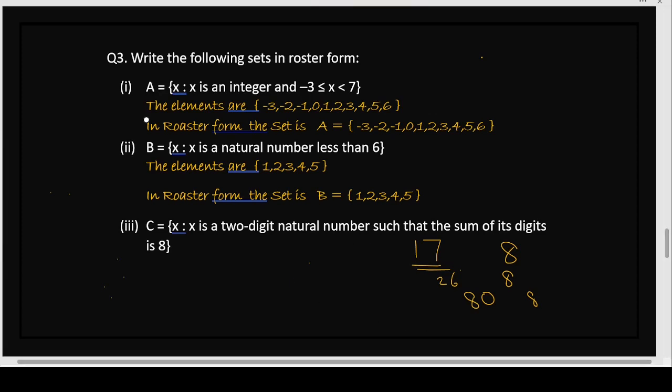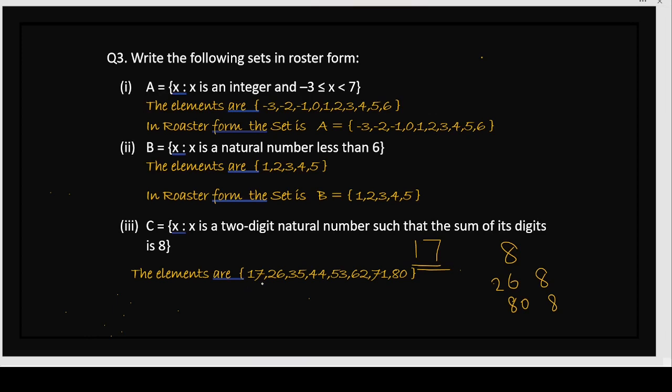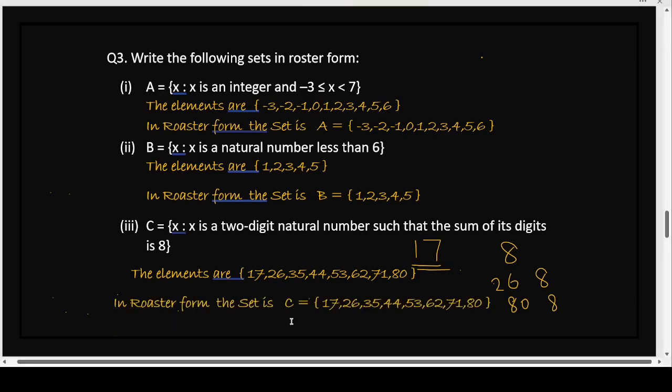Let us write all the elements. So the elements are 17, 26, 35, 44, 53, 62, 71 and 80. These are all natural numbers, that is the first condition. The second condition is 2-digit natural numbers where the sum of the digits is 8. So in roster form, the set, we can call it C, is 17, 26, 35, 44, 53, 62, 71 and 80. We'll move to the next question.